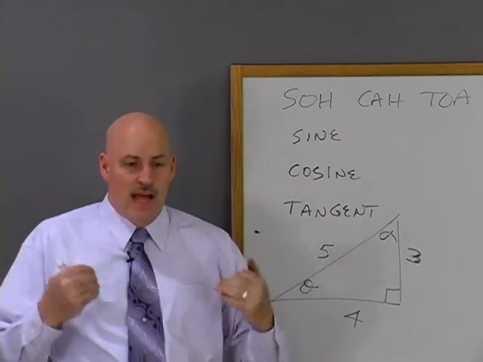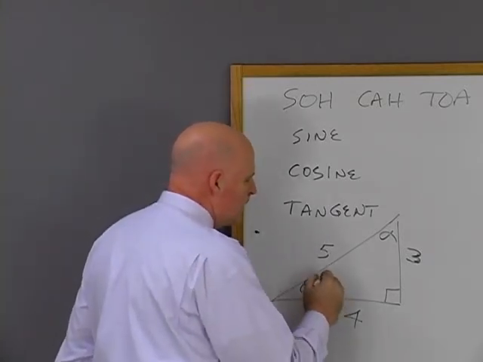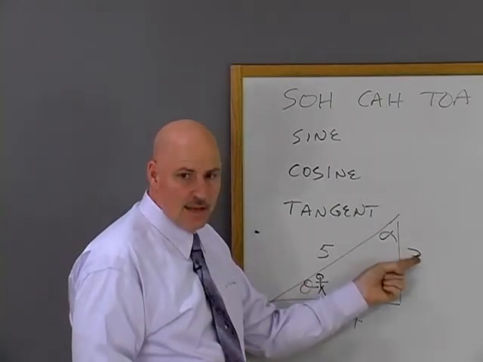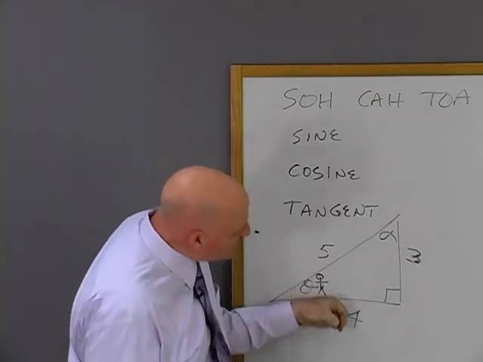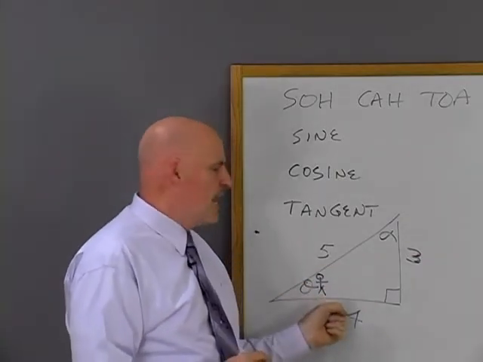Now, if I was standing at the point of theta right here, this is the opposite side. This is the adjacent side. This is right next to me. This is opposite me. And this is always the what?